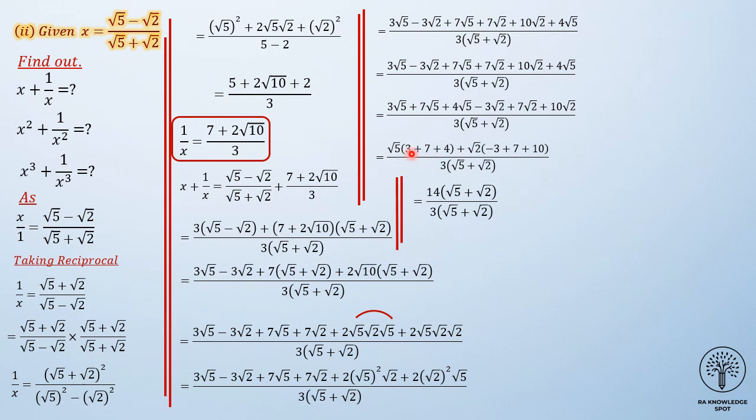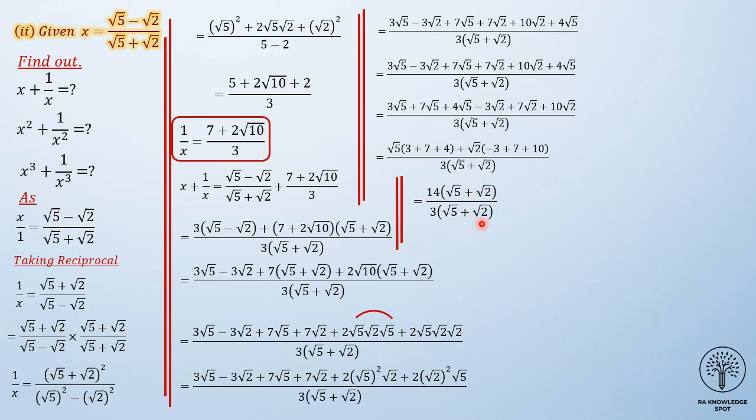What will happen? 7 plus 3, that is 10, and 10 plus 4, that is 14. Now when you solve all these numbers, again you will get 14, and I have done one step directly. Here you can just write 14√5 plus 14√2. Then I just took 14 common, and you will be left with √5 plus √2, and the denominator will be as it is.